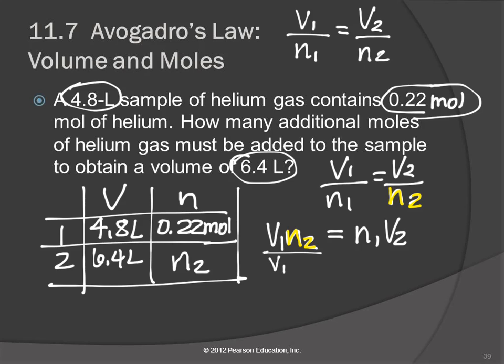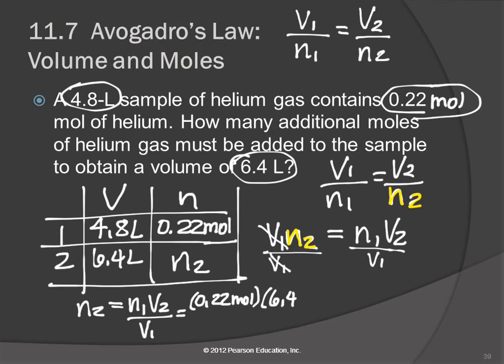V1 N2 equals N1 V2, and now we rearrange for N2. So there's V1, and we have to do the same thing on this other side, V1. This V1 over V1 is 1. It goes away. So N2 is equal to N1 V2 over V1. N1 is 0.22 moles, V2 is 6.4 liters, divided by V1, 4.8 liters.